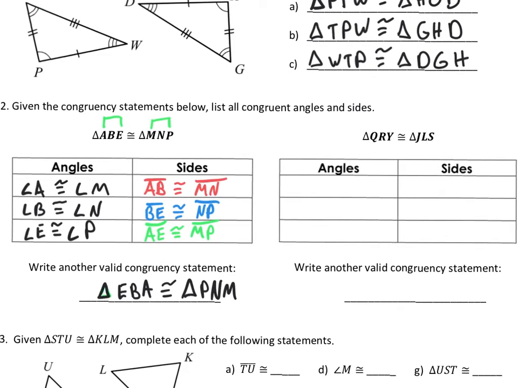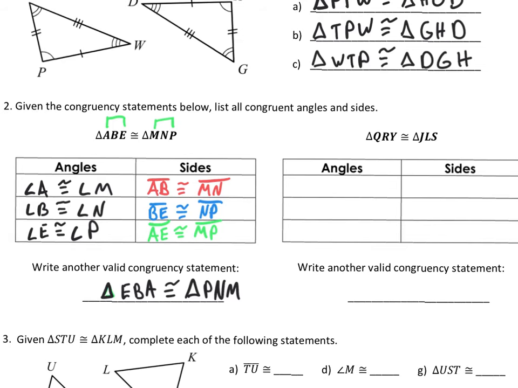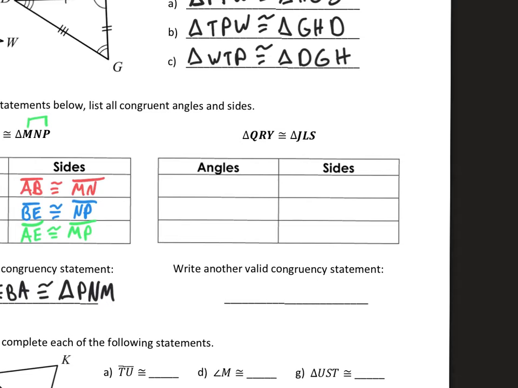Excellent. That's one of the other valid congruence statements. There should be 4 others that also work. Okay, let's look at this. So I'm going to list all the angles in the left triangle: angle Q, angle R, and angle Y.